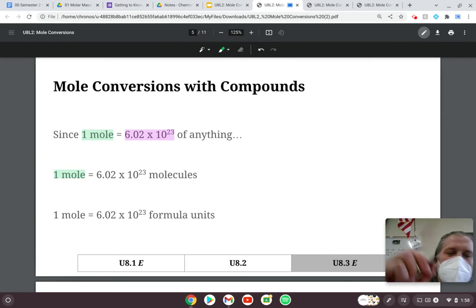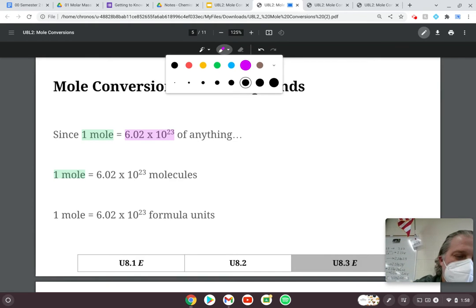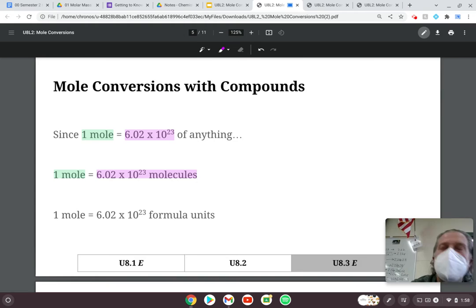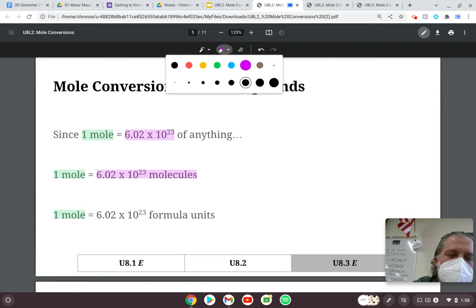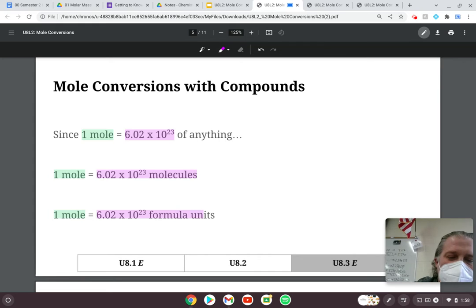1 mole of covalent compound is equal to 6.02 times 10 to the 23rd molecules of covalent compound. 1 mole of formula unit is equal to 6.02 times 10 to the 23rd formula units.